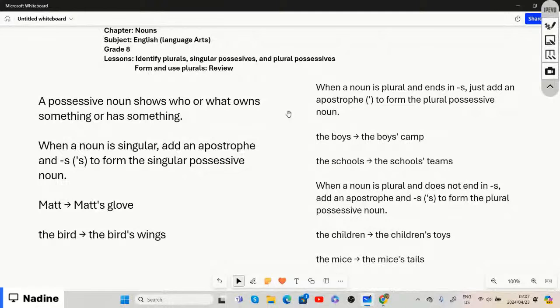Then we have possessives, or possessive nouns. We have singular possessives and we have plural possessives. Singular possessives: it's a noun that refers to someone who either owns something or someone who has something. And when a noun is singular, then we add an apostrophe and S to form the singular possessive noun.